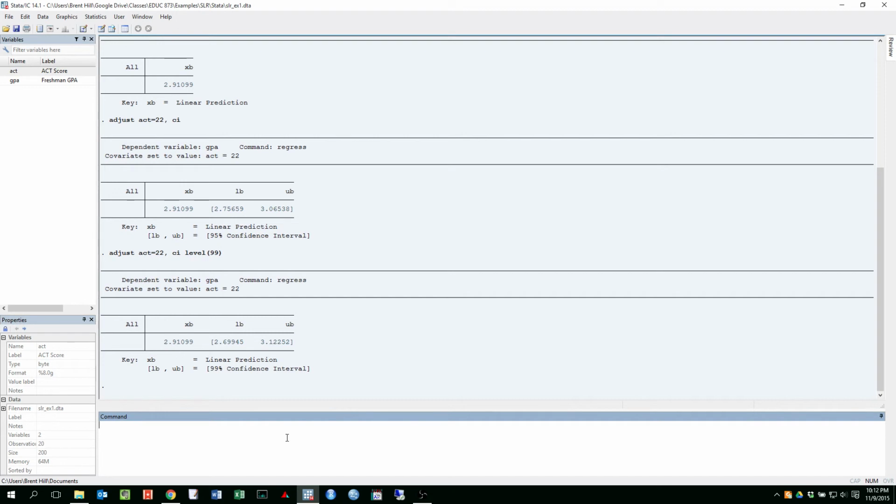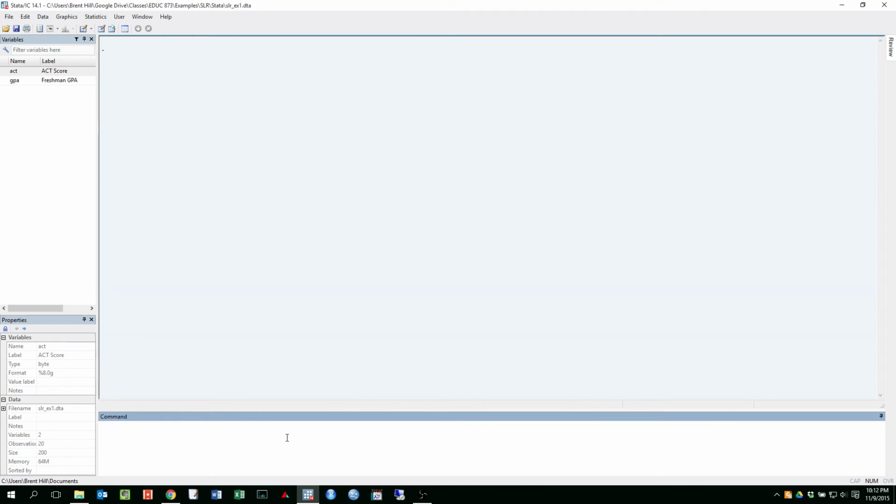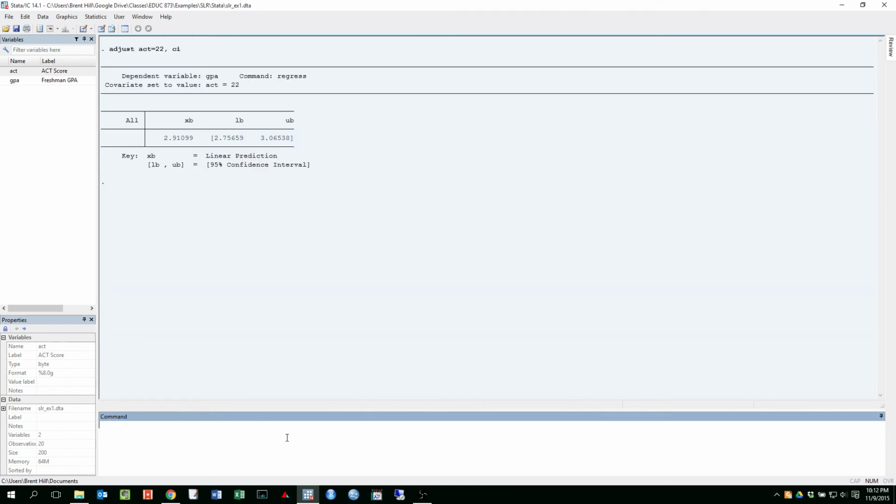And let's go back to that confidence interval just at 95%. I'm going to redo that. I'm just going to clear the screen. Okay. So here again, this is just a replay of the 95% confidence interval. And so how would we interpret that? Well, there's a few different ways.